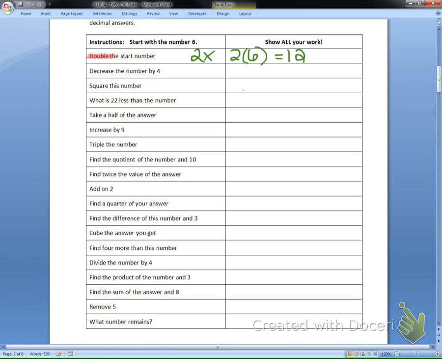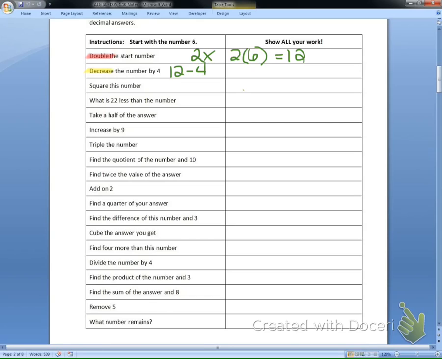Alright, and let's go to the next sentence there. It says decrease the number by 4. So when they're talking about the number, that's the number that we get for our answer in the previous line. We got a 12 before. This time it says decrease it by 4. So what do we have to do? First of all, can you identify the key operation word? Did you see the word decrease? Which operation does decrease mean? It means to subtract, right? So we want to know what's 12 minus 4.